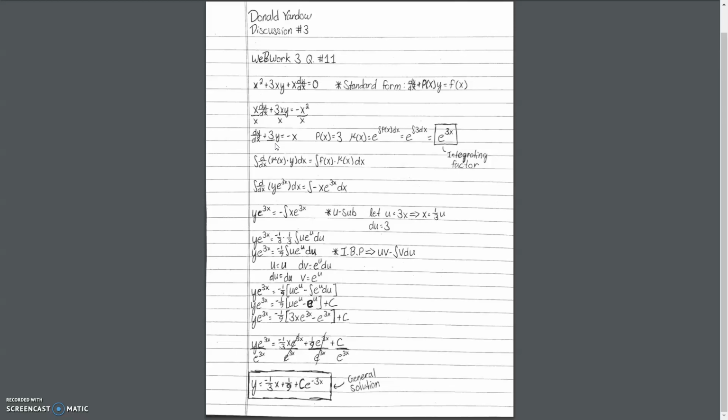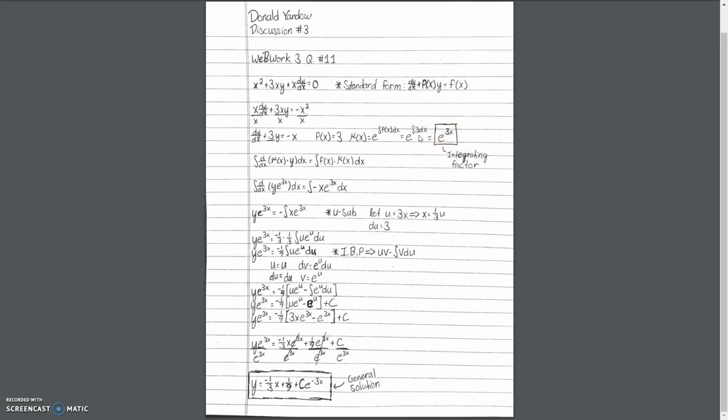So now we need to work to find the integrating factor. The integrating factor can be found from e raised to the integral of p of x dx. Our p of x for this equation is 3, as shown from the standard form. So now we are left with e raised to the integral of 3 dx, and after taking the integral, we get our integrating factor of e to the 3x.